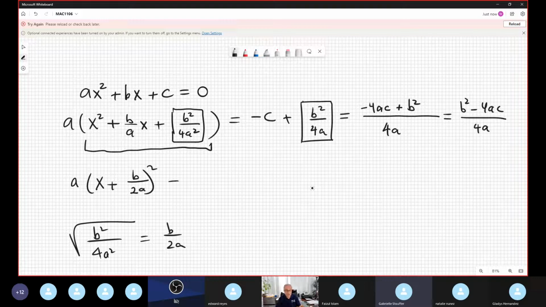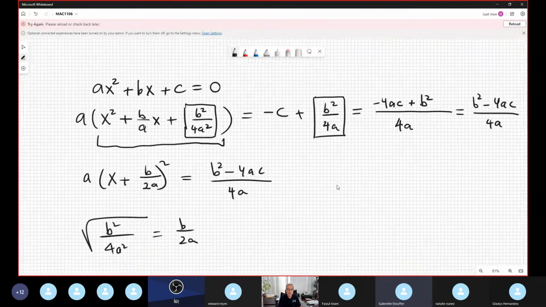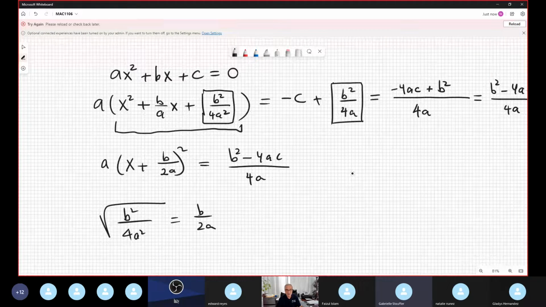In the right-hand side, we have plus or minus, well, no, not yet. When you apply square root, yes, plus or minus. Is B squared minus 4AC divided by 4A. What should I do now? Exactly the same as before. Divided by A.